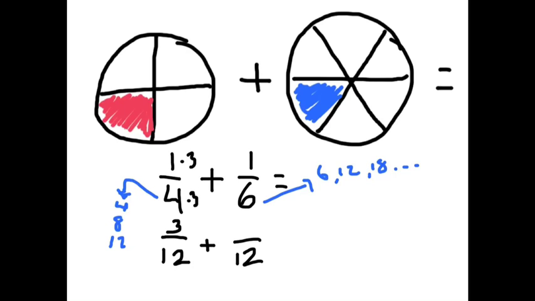Now, let's do 1/6. Well, 6 times 2 becomes a 12, and if we want to be fair, we've got to multiply that one by 2 in the numerator. So this one has a numerator of 2. So our answer is going to be 5/12.